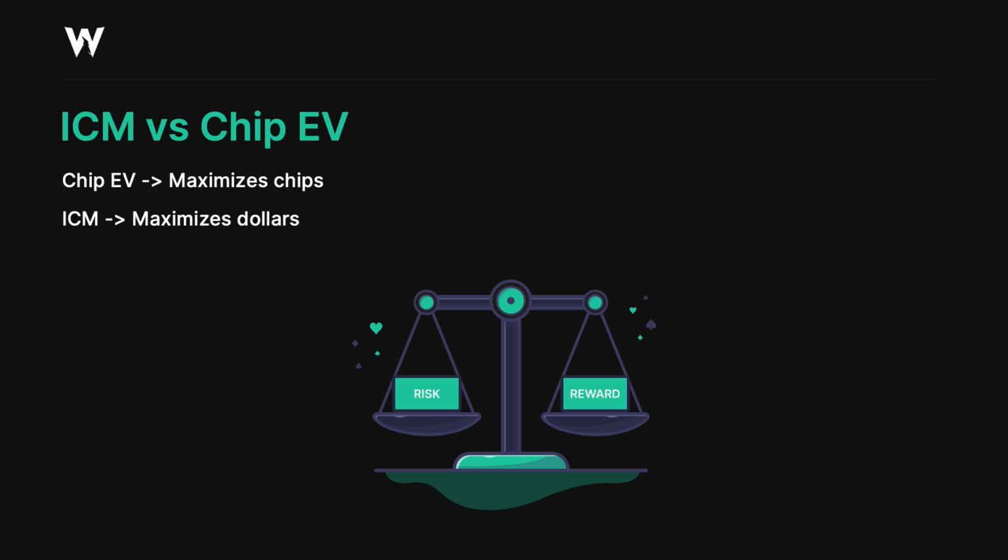The fundamental difference between an ICM calculation and a ChipEV calculation is that ChipEV seeks to maximize chips, whereas ICM seeks to maximize dollars. These two goals do not always align. The fundamental trade-off of ICM is that it sometimes sacrifices chips to win more money, and this is because of a concept called risk premium. Sometimes in MTTs, survival is worth more than maximizing chips, so it can be worth avoiding marginal spots to survive longer.